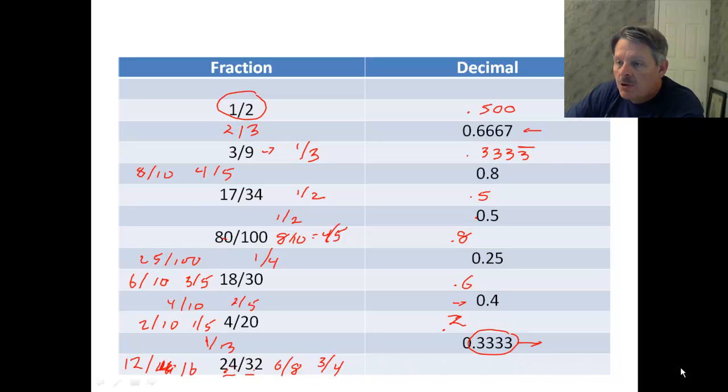If I can find my cursor, I'd be more than happy to write 0.75. There it is. Thank you. All right, so that's it. That's all there is to it.